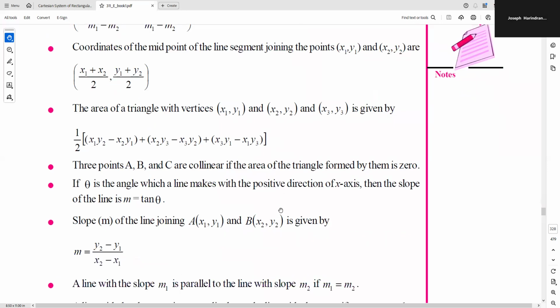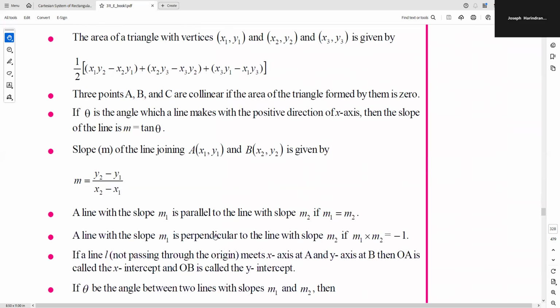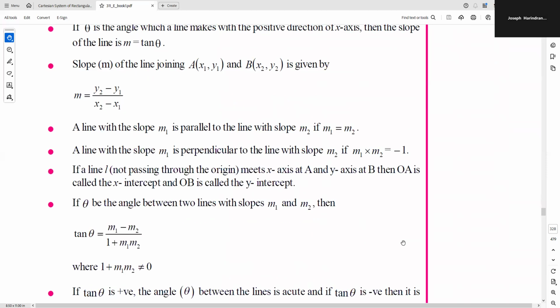Then the slope of the line, tan theta is the slope actually, the tan of the angle made by the line joining 2 points with the positive direction of the x-axis. Slope of the line m is given by, if the 2 points are given, y2 minus y1 by x2 minus x1. Then we saw the slopes of parallel lines, they are equal. For perpendicular lines, the product of the slopes of the two lines will be equal to minus 1.